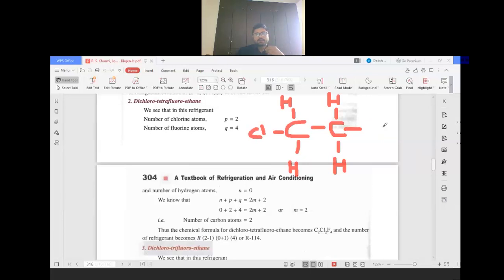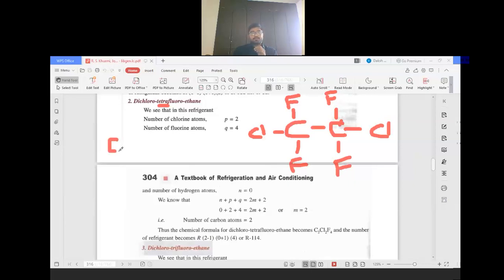So two places are taken by chlorine. And tetra means 4, so 4 places are taken by the fluorine. So let us write down here. Here these places are taken by fluorine. So again hydrogen is 0. Again hydrogen is 0. So now we will write down the formula first.